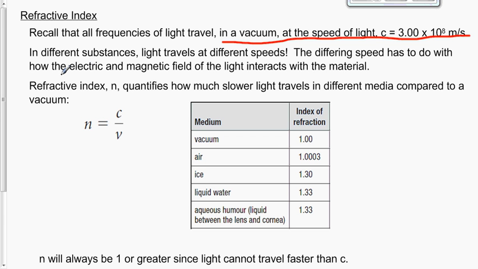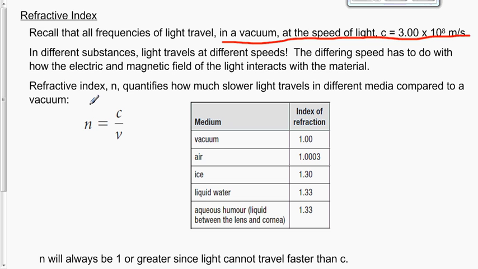But because light is actually traveling as an electromagnetic wave, the substances it's traveling in have magnetic and electric properties themselves, and so the light will interact with those materials. And when those electric and magnetic fields interact with the material, how quickly that field can change will also determine how quickly that light can travel. So the takeaway from that is that different materials will let light travel through them at different speeds.